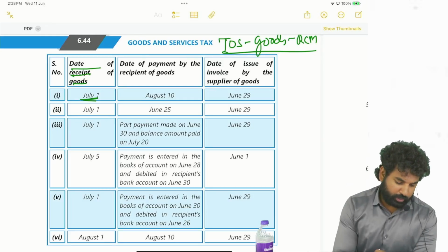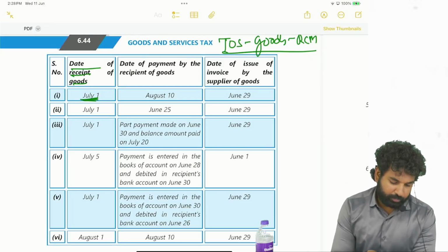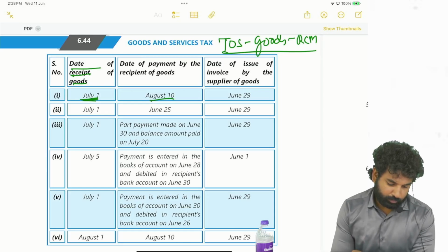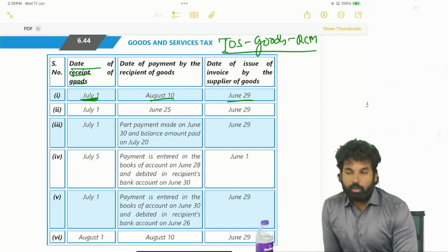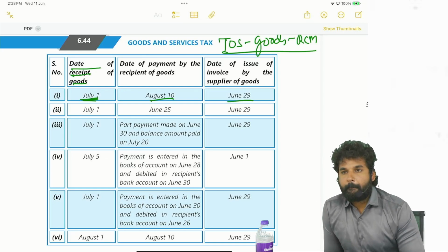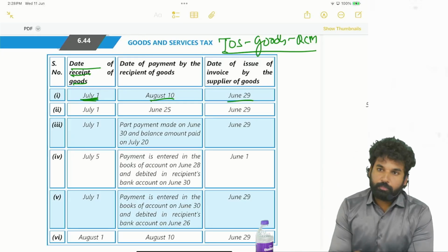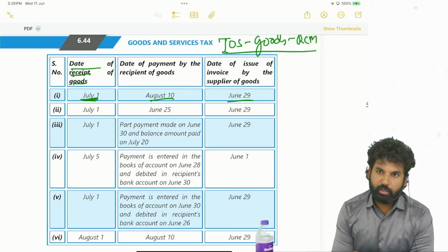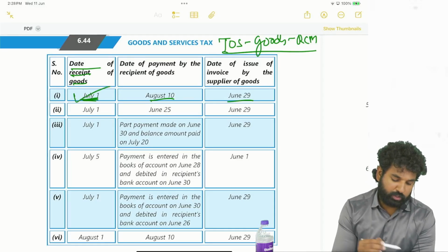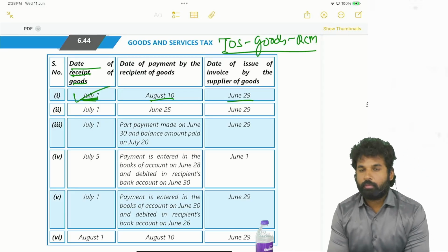Now tell me: receipt of goods 1st July, date of payment 10th August, date of issue of the invoice by the supplier June 29. So time of supply will be July 1 or August 10 or June 29 plus 30, whichever is earlier. Obviously, July 1. Correct?